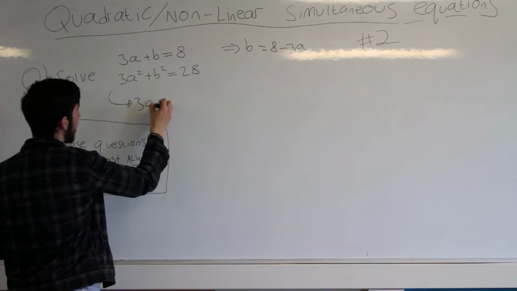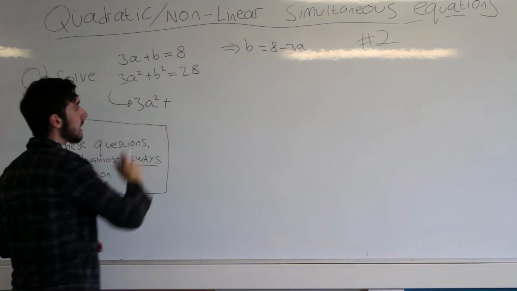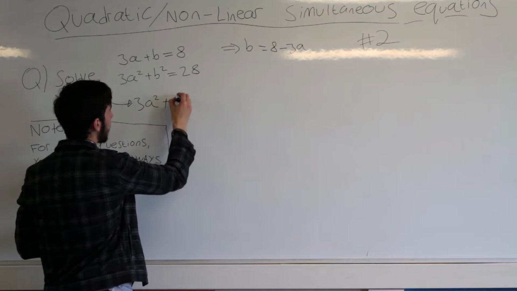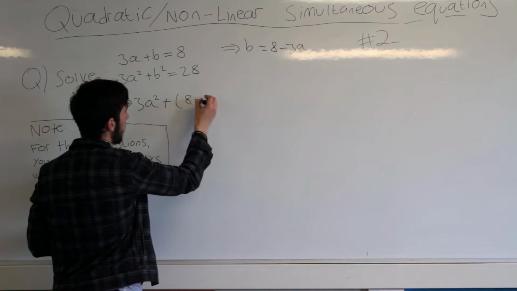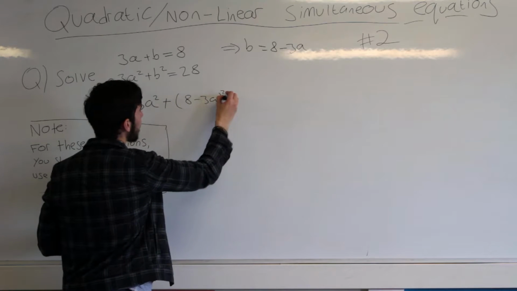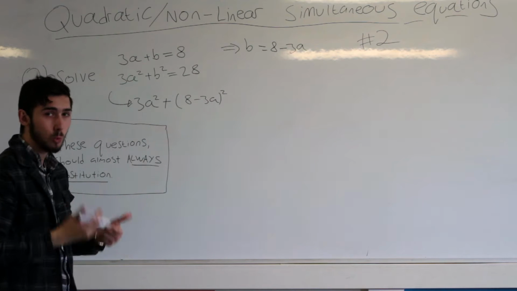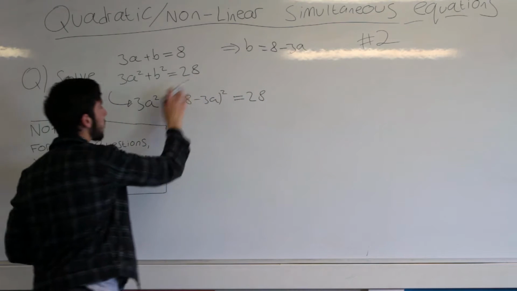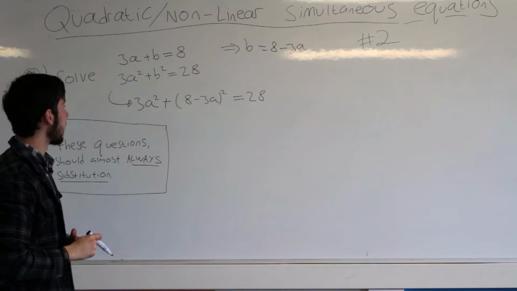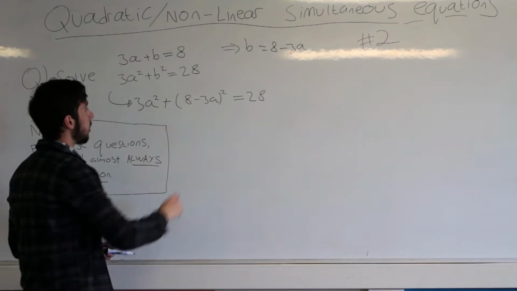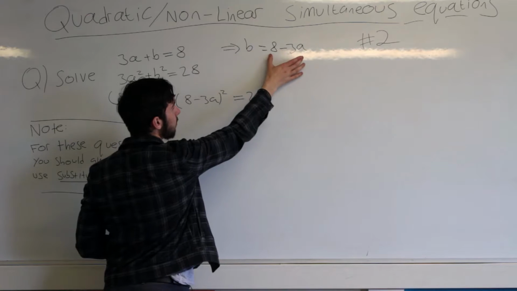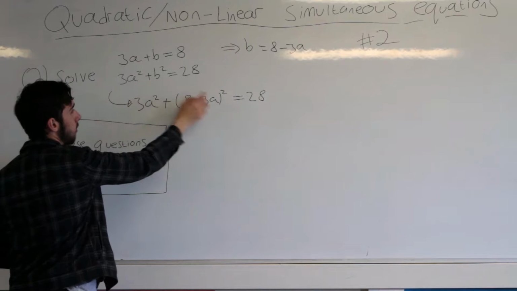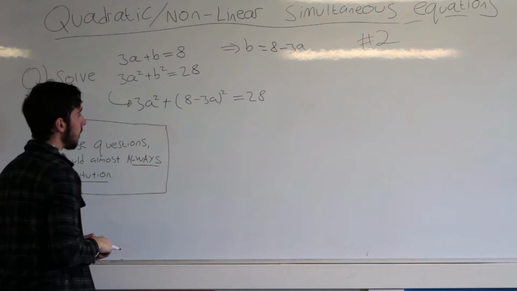So we've got 3A squared, that's normal, plus B squared. But we know what B is. B is 8 minus 3A. So I'm going to put in brackets 8 minus 3A, and I'm going to square it because B is still being squared. And then I'm going to set it equal to 28 because it's already equal to 28 and I haven't changed that. So again, all I've done is I've put B, which is 8 minus 3A, here because B was here. And remember, I've squared it because B is being squared as well.